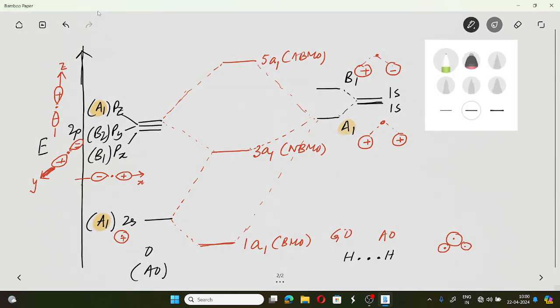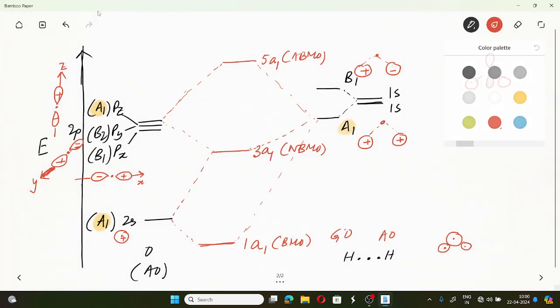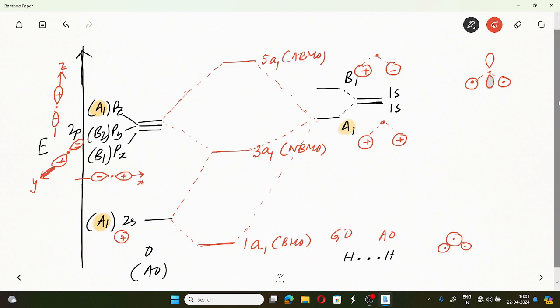That means it's like this. These two are in the positive phase, and this is in the negative phase. So this is how we can say this is an anti-bonding combination. If this had been in positive phase, this would have been a bonding combination. So this is an anti-bonding combination.